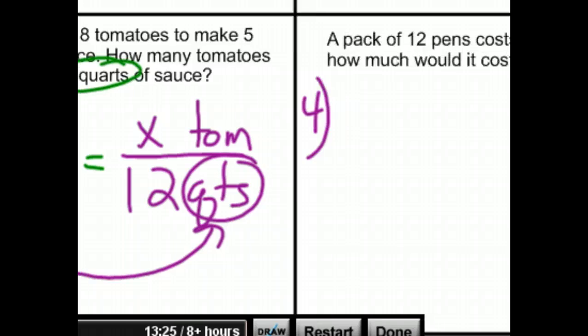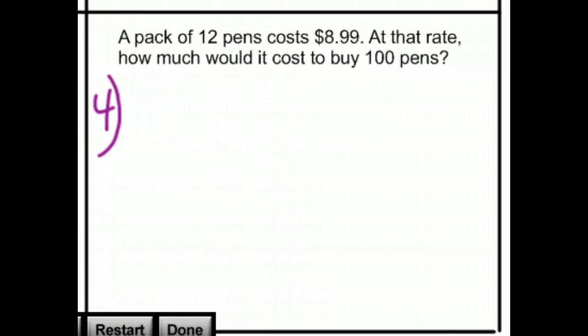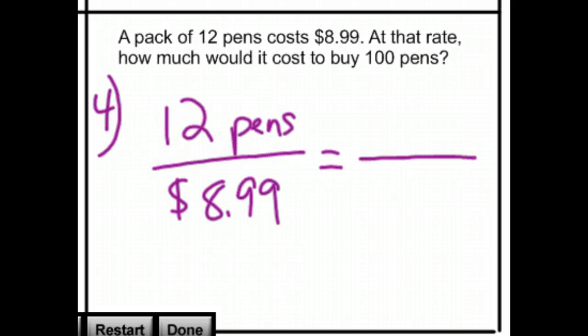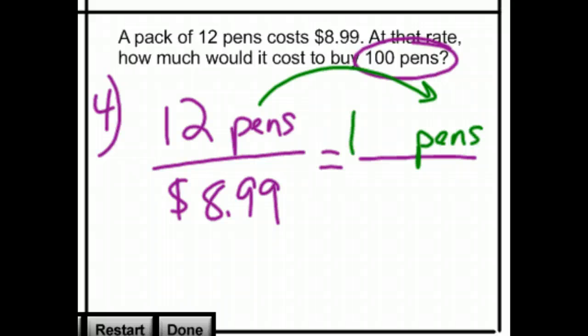and now we have our proportion. Finally, a pack of 12 pens costs $8.99. At that rate, how much would it cost to buy 100 pens? Well, what we know is we have 12 pens for $8.99. And we're looking for 100 pens, so we keep our units in the same location. Pens is in the numerator. 100 pens in X dollars.